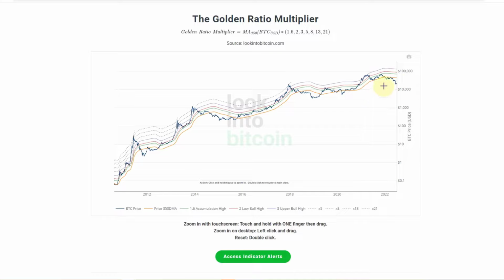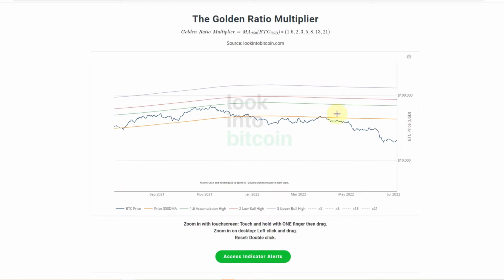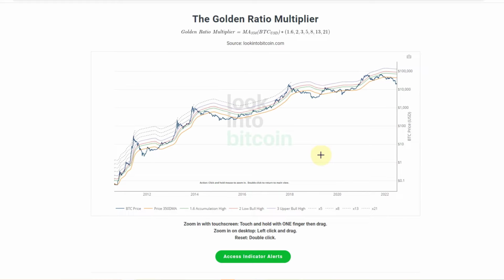But that doesn't mean that we have to go down further all the time. Obviously you have a period where the trend is reversing back to the upside as well. Currently, that 350-day moving average is located at roundabout 43.5K. So again, it is a time of accumulation based on this indicator. No financial advice, but based on this indicator, this is the case.